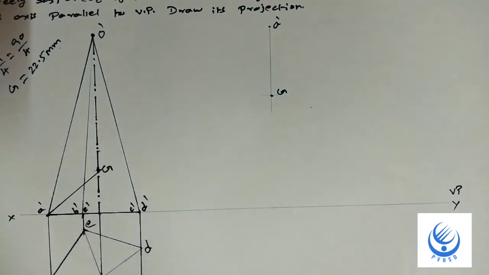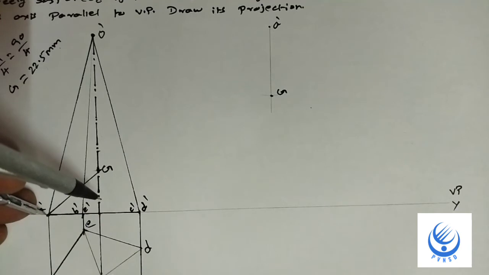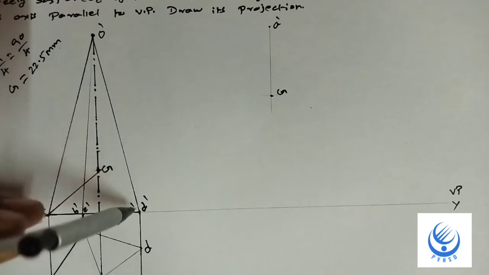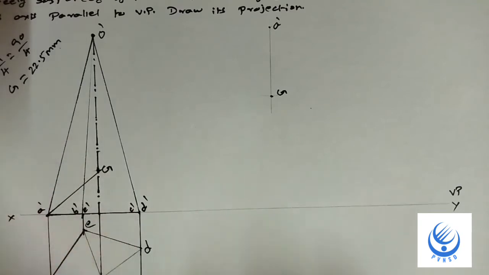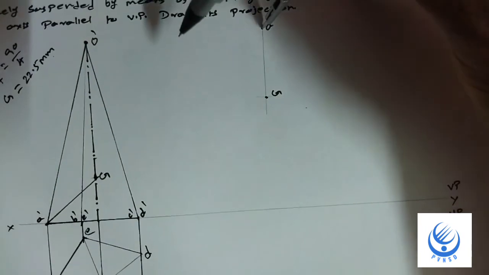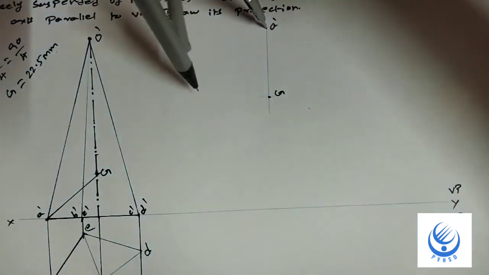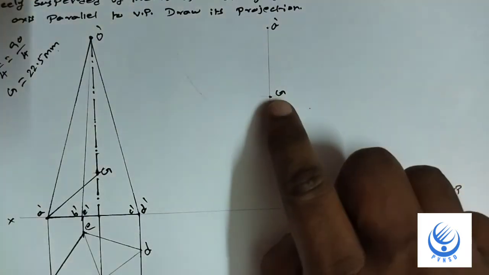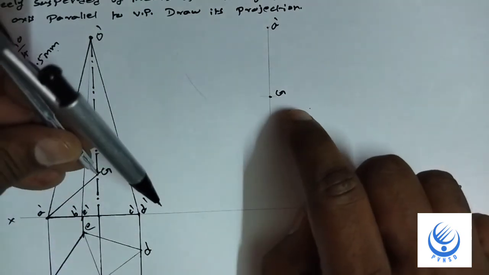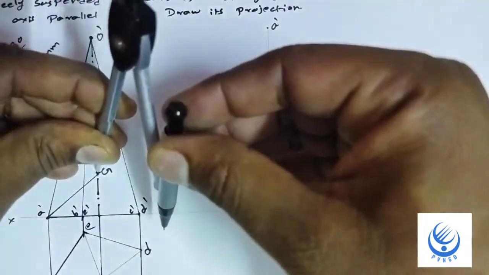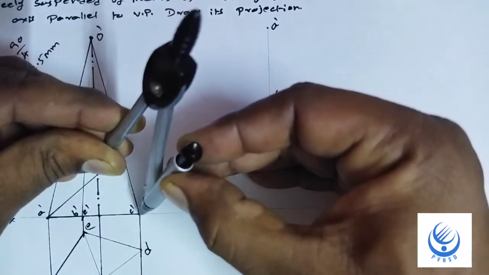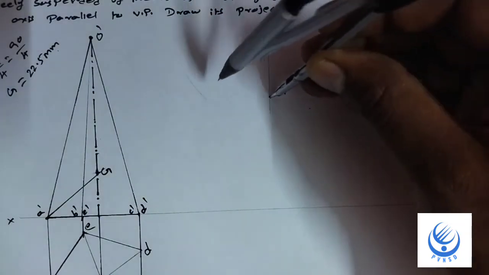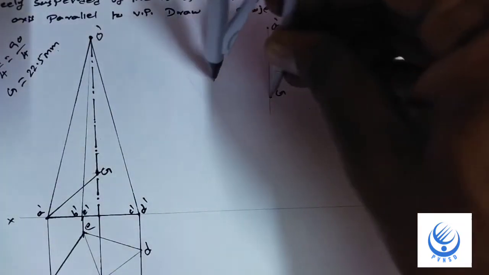So how to mark C and D? First, to measure the distance A to C. To cut an arc from A. Okay. The next, you will get a point G to measure a distance A to C. Okay. The next, with center point G, cut an arc.